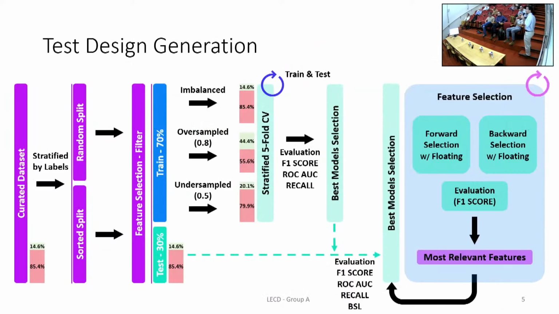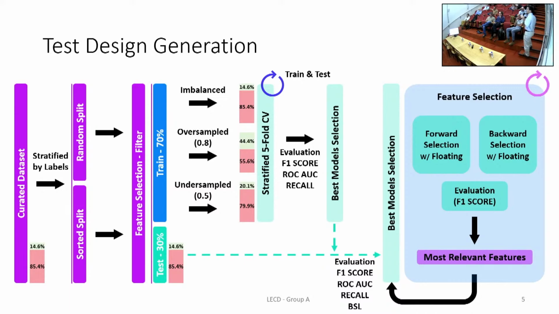So in terms of modeling, we started with an imbalanced data set, a curated data set with a 15 to 85% imbalance. Then we had 2 splits for the data set. We had a random split, a stratified random split, where we let scikit-learn do the split. And then we also used a sorted split, where we guaranteed that the same candidates for a given job are either all in the training set or in the testing set. And then we combined these 2 splits with 3 techniques for modeling. One where we use the imbalanced data set, one where we use oversampling, and another one where we use undersampling. So we have 6 data sets to test.